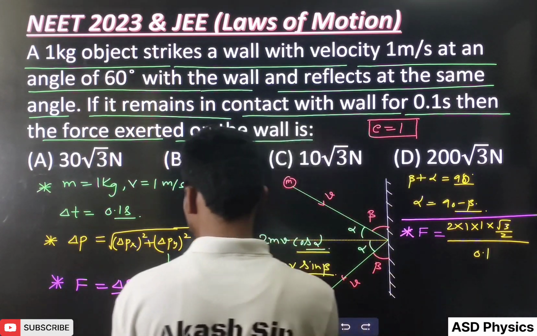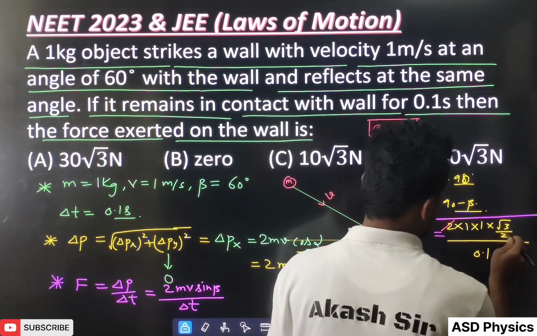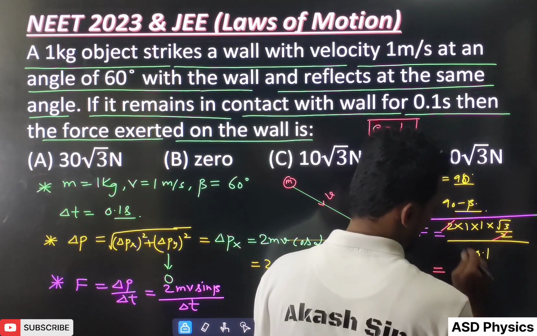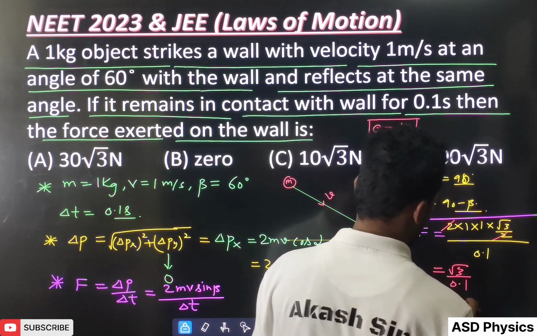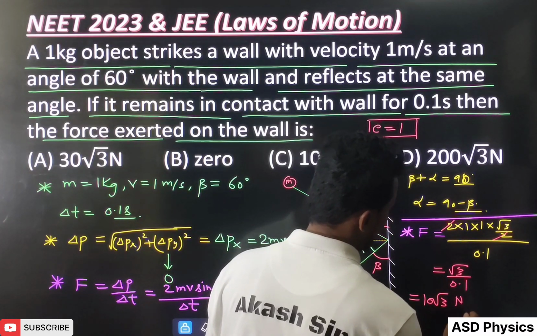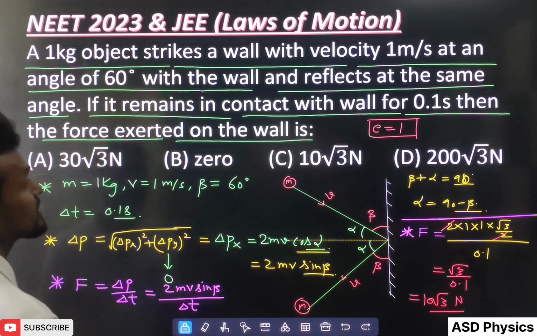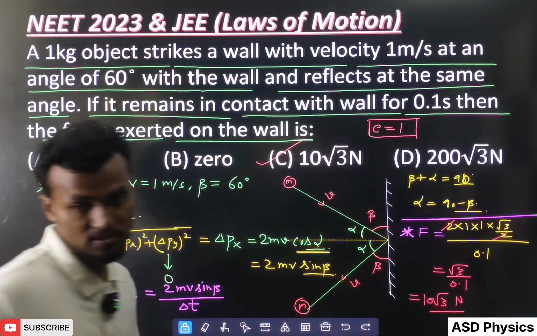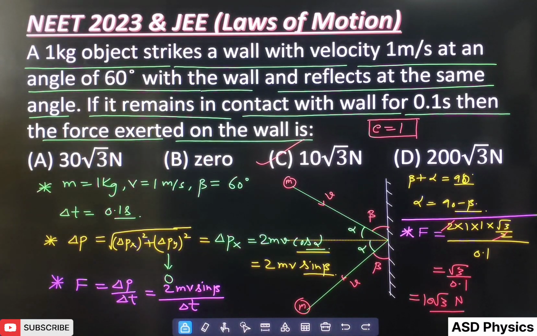Now we are just left with the calculation. This 2 and this 2 cancel, and it will come to root 3 by 0.1. So it will come to 10 root 3 Newton. What is coming? 10 root 3 Newton. The correct option is option C. Can you see? Very well, students.